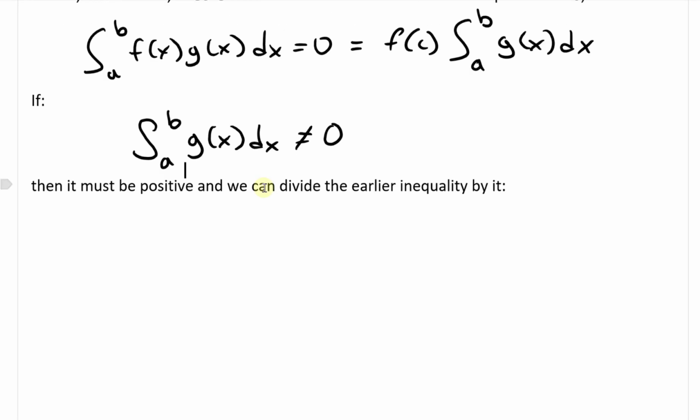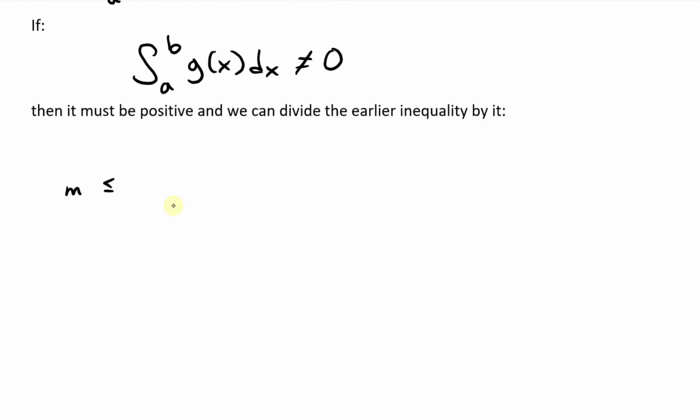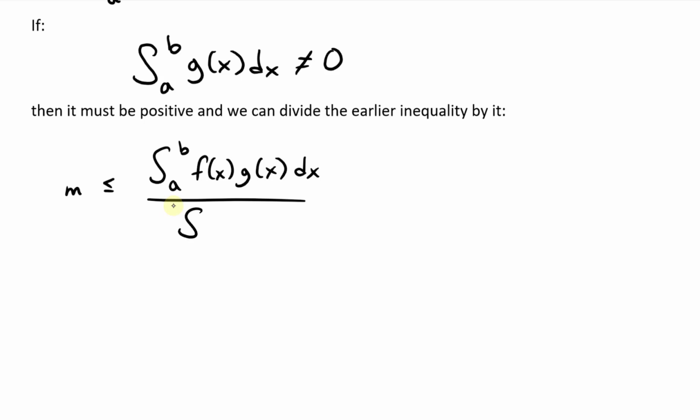So what we'll have, as we divide by it, is on the left side m divided by the integral from a to b of g(x) dx. This is supposed to be a dx there. Good spot. Let's see if I made any other mistakes. Nope. Okay, so this one we can divide out. This cancels, this cancels. So we're going to have m is less than or equal to the integral from a to b of f(x)g(x) dx, divided by the integral from a to b of g(x) dx, which is less than or equal to capital M.